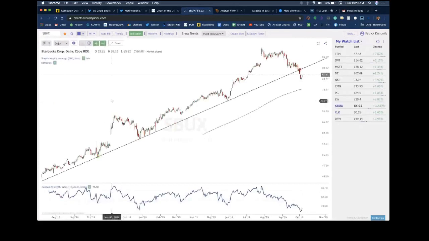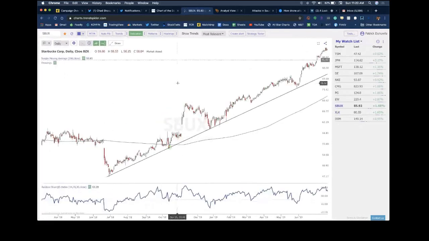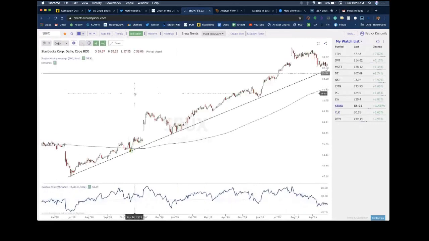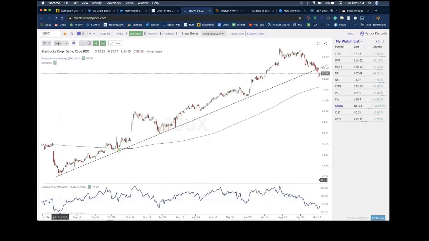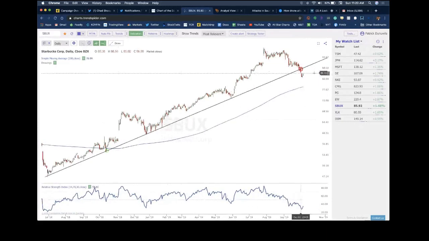Now this one's interesting because that trend line is very well defined. I mean, to me, the more times a trend line is touched, the more it becomes validated. Like every time it touches it, it validates that trend line more and more. So when it finally breaks that well-defined trend line, it's definitely something to pay attention to.